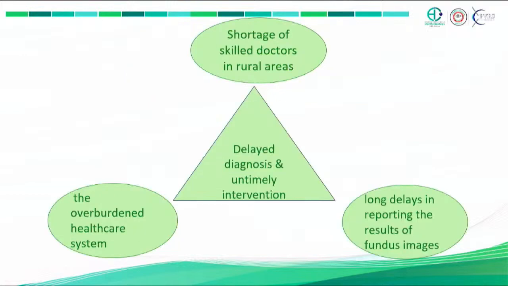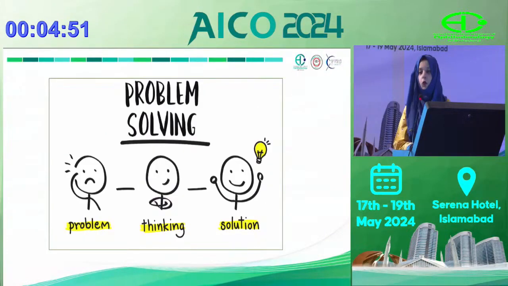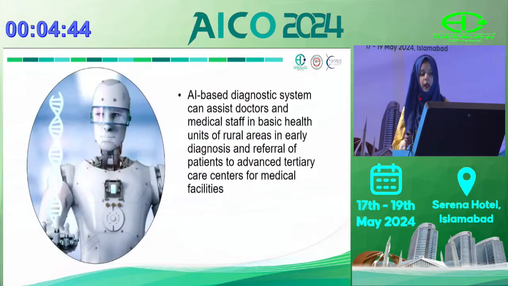The delay in diagnosis and untimely intervention is because of our overburdened healthcare system, shortage of skilled doctors in rural areas, and long delay in reporting the results of fundus images. We all know every problem comes with a solution, and the solution to this problem is the use of artificial intelligence. AI-based diagnostic systems can assist the doctors and medical staff in basic health units of rural areas in early diagnosis and referral of the patients to advanced tertiary care facilities where further medical facilities will be given.